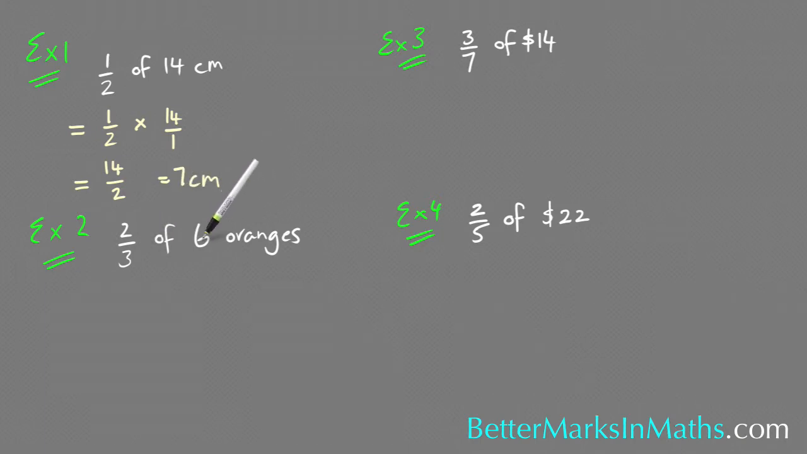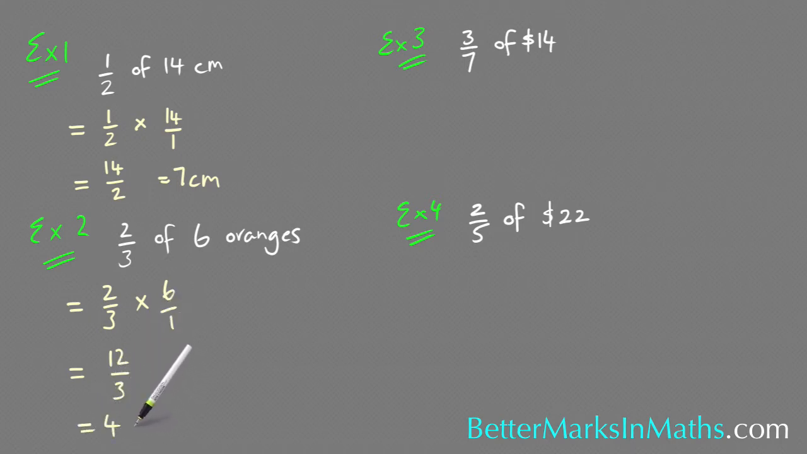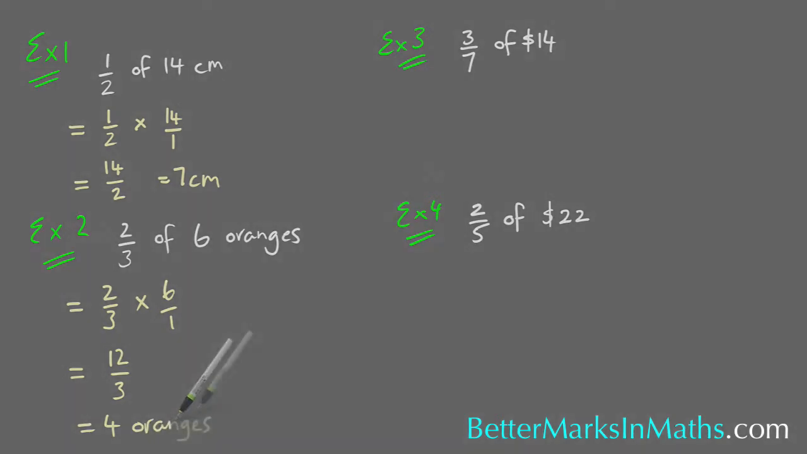Example 2, 2/3 of 6 oranges. First step, rewrite it as 2/3 times 6 over 1. Again, 6 is equal to itself divided by 1. And then again, tops together, bottoms together. So 2 times 6 is 12, and on the bottom, 3 times 1 is 3. How many 3's in 12? And the answer is 4. So the answer to this one is 4 oranges.